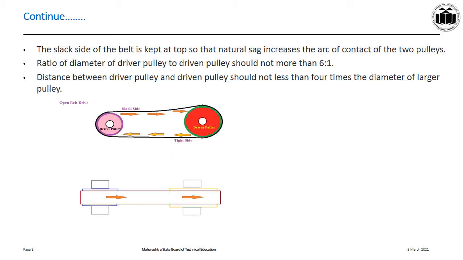So the slack side of belt is kept at the top so that natural sag increases the arc of contact of the two pulleys. The ratio of diameter of driver pulley to the driven pulley should not be more than 6:1. Distance between driver pulley and driven pulley should not be less than 4 times the diameter of the larger pulley. These are few conditions which give the smooth operation of the system.